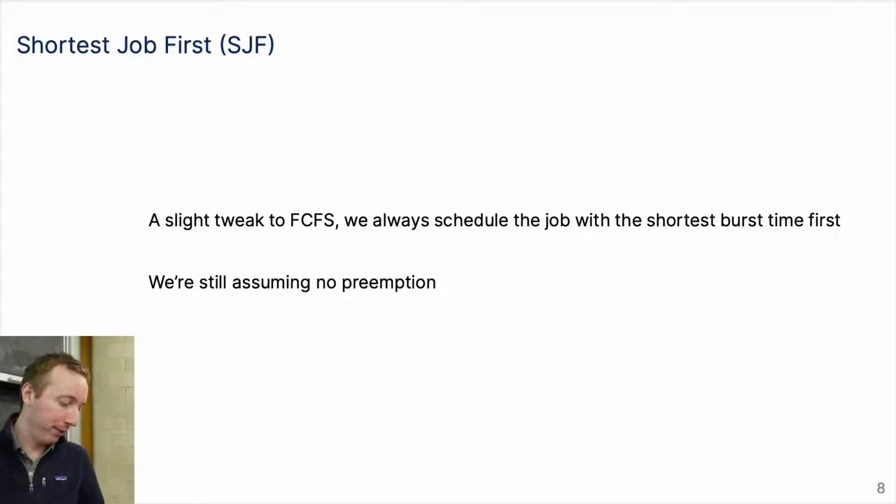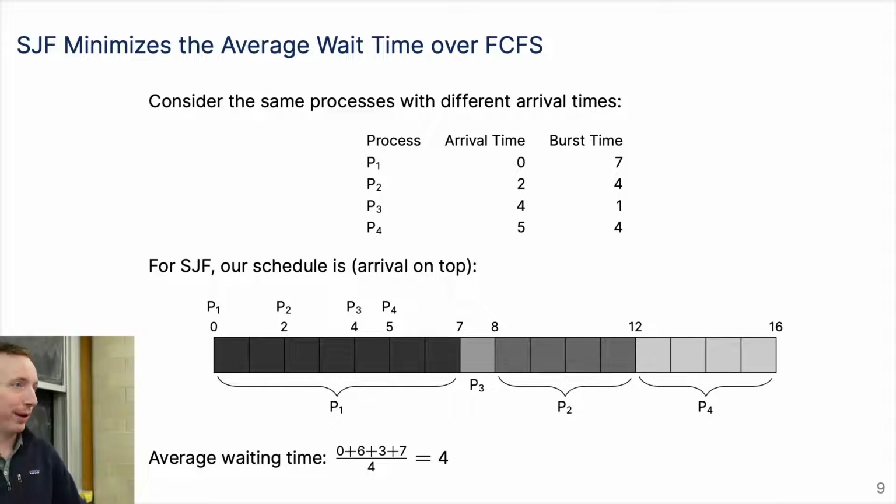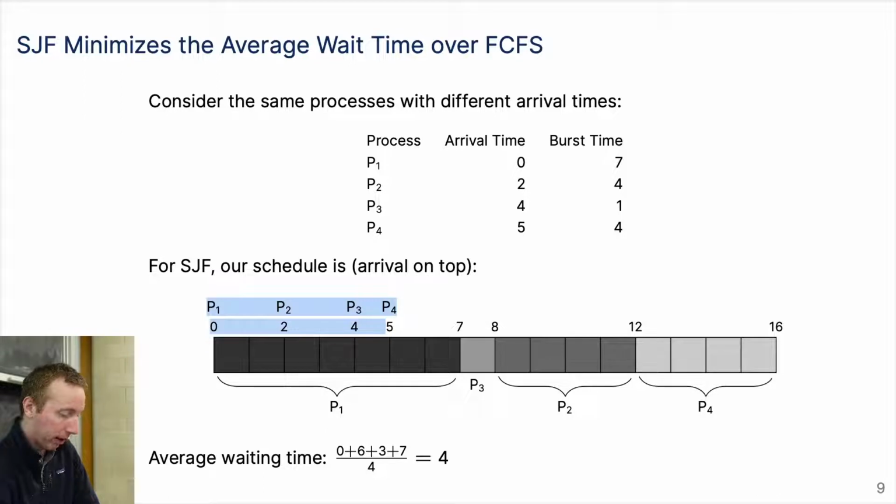Instead of first come, first serve, you'll always schedule the job with the shortest burst time first, or the shortest total running time. And again, we're still assuming no preemption. Here, I'm going to make it slightly harder, where I have different arrival times. P1 arrives at 0, P2 arrives at time 2, P3 arrives at time 4, and P4 arrives at time 5. I'll write their arrival times at the top of the little bars.